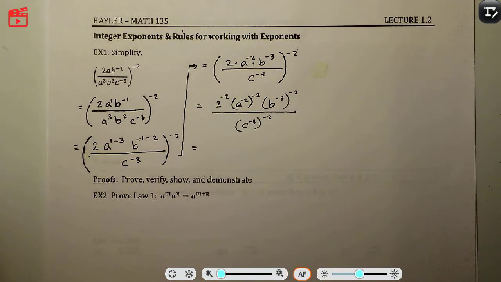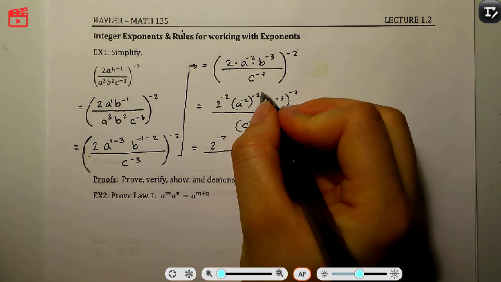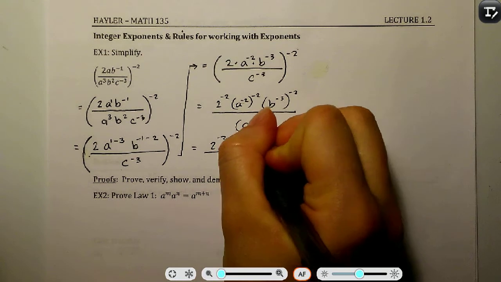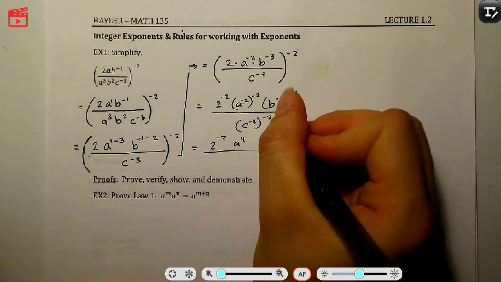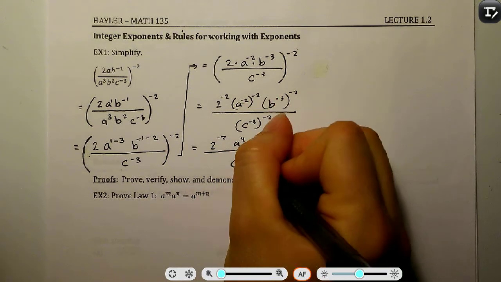Okay, once we've done that, now we have a bunch of power rules going on. So I'll just leave the 2 to the negative 2 for now. And then we multiply the negative 2 times negative 2, and we'll get a positive 4. And then b to the negative 3 times negative 2 is going to be b to the 6th power, and then c to the 6th power.